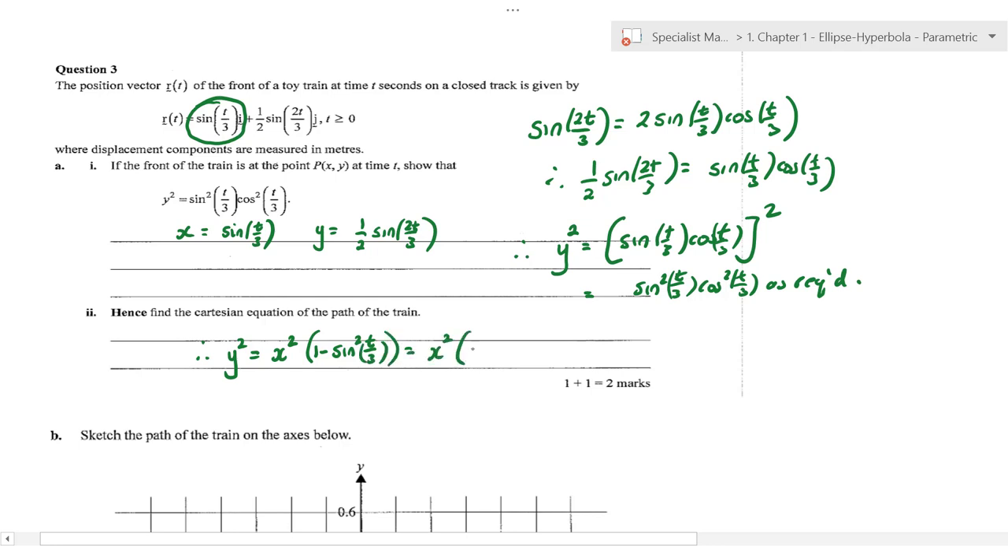That becomes x squared times (1 minus x squared). Can you see there that sine t on 3 is x? So sine squared t on 3 is x squared. So therefore, that is our Cartesian equation: x squared outside of 1 minus x squared. Which is actually, it's not a quadratic, it's a, what is it? Why don't we expand it out?